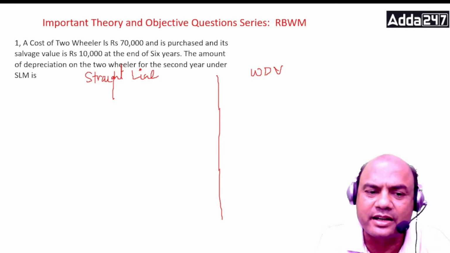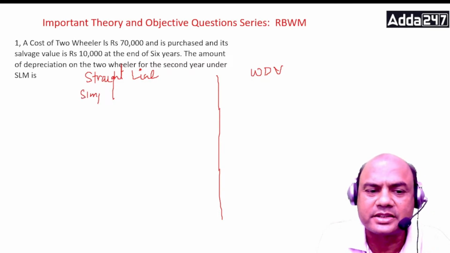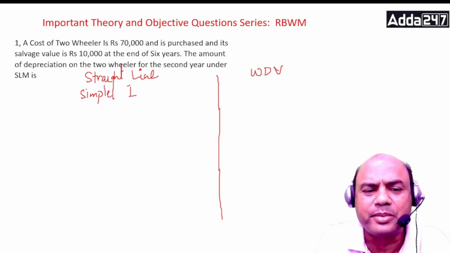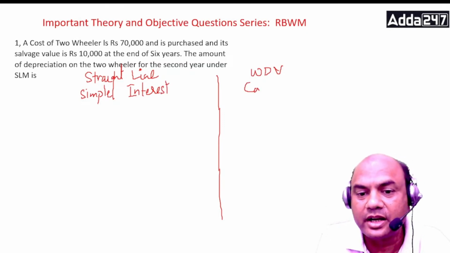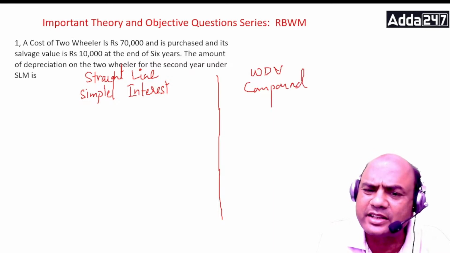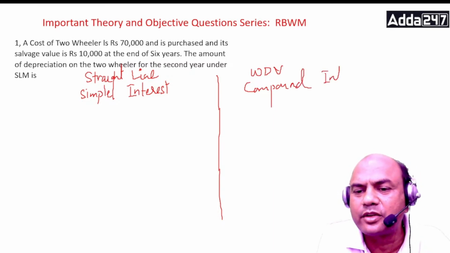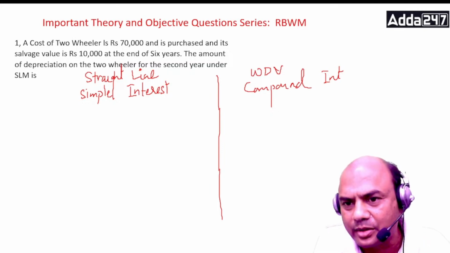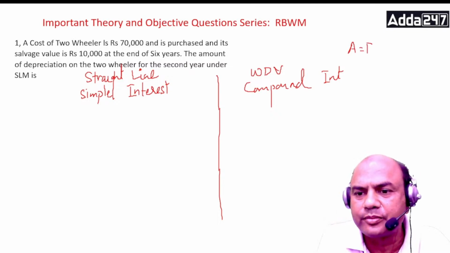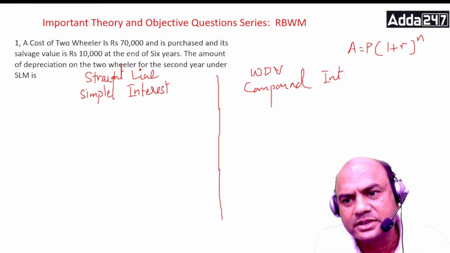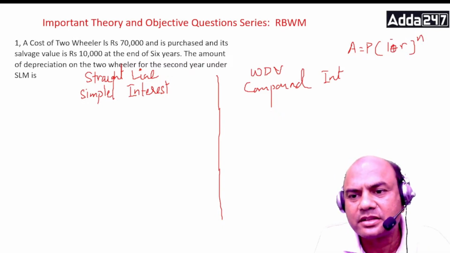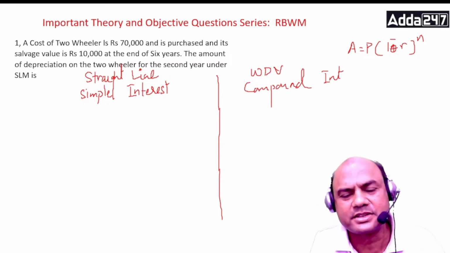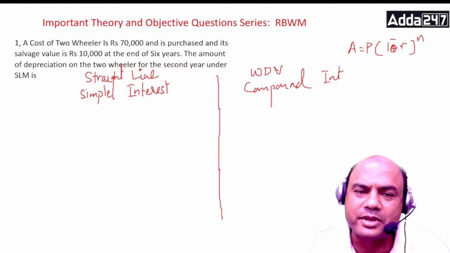Straight line is like simple interest, PNR upon 100. And WDV is like compound interest, interest on interest. That is the logic. Only the difference is, in compound interest you do plus. What is the formula for compound interest? A equals P into 1 plus R raised to N, right? Instead of plus over here, you do minus. Remaining everything is the same, because it's after all depreciation on depreciation.